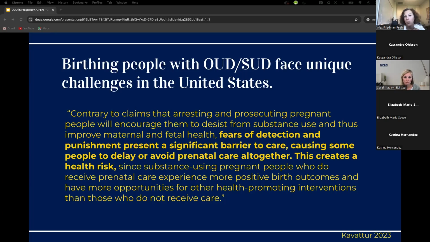I think that this quote from Pregnancy Justice really summarizes it well. Contrary to claims that arresting and prosecuting pregnant people will encourage them to desist from substance use and thus improve maternal and fetal health, fears of detection and punishment present a significant barrier to care, causing some people to delay or avoid prenatal care altogether. And this creates a health risk since substance using pregnant people who do receive prenatal care have more positive birth outcomes and more opportunities for health promoting interventions.